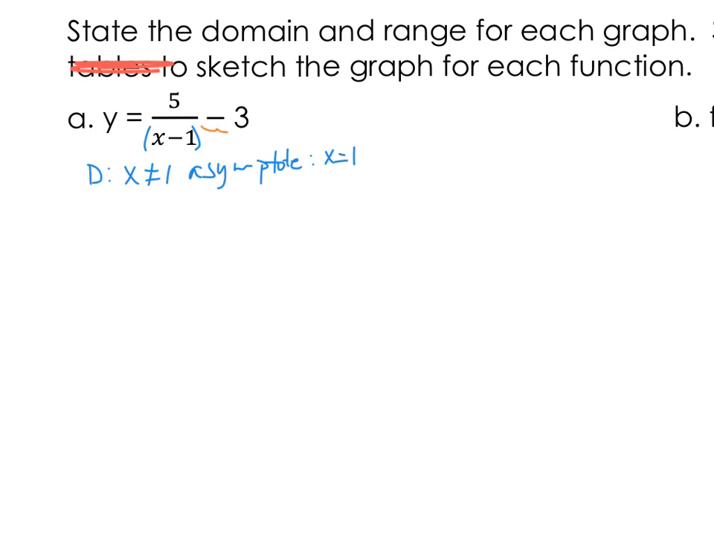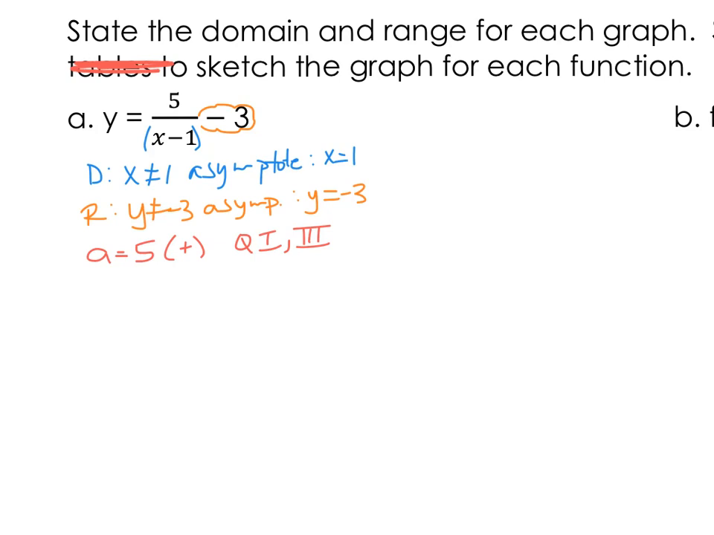The minus 3 is going to move everything on the y-axis down 3 units, and that's going to be a restriction on our range. Now the output is y. We know y won't be able to equal negative 3, and that's what our asymptote will do. I'm just going to abbreviate that. We know that y equals negative 3 is our boundary line. Now a equals 5, and that's a positive number, so our graph is going to be in quadrants 1 and 3. And 5 is bigger than 1, so we're really going to stretch the shape of this graph.